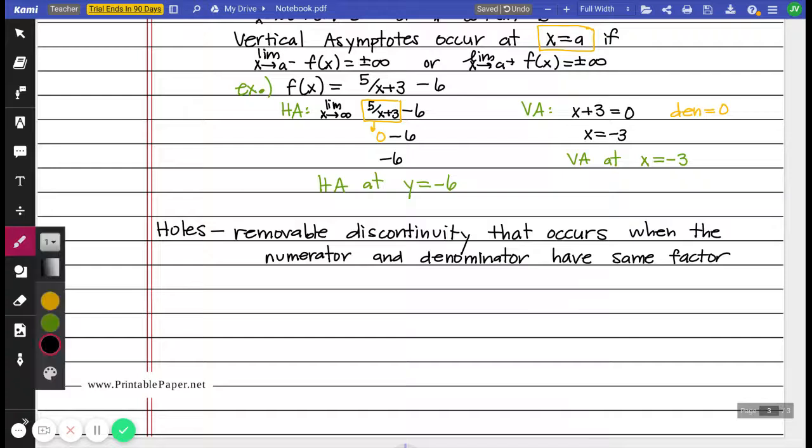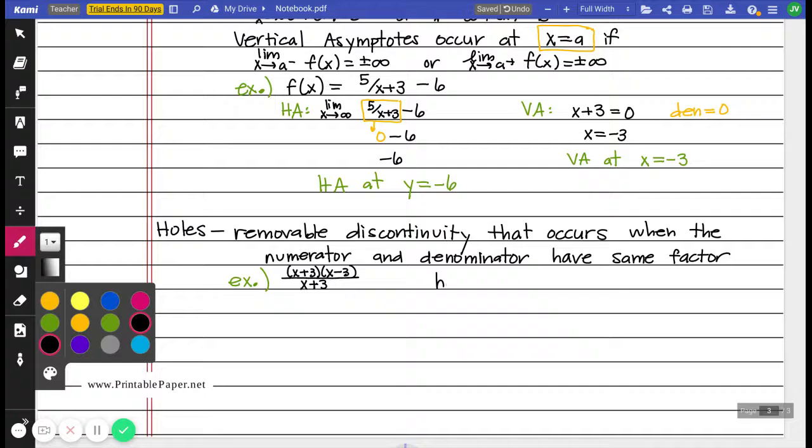Quick example. I might have something that has x plus 3 and x minus 3 in the numerator. And the bottom might also have an x plus 3. Because they both have an x plus 3, we have a hole when x is negative 3. There's the part that's the same. I set that equal to 0, and that's where I get my negative 3.